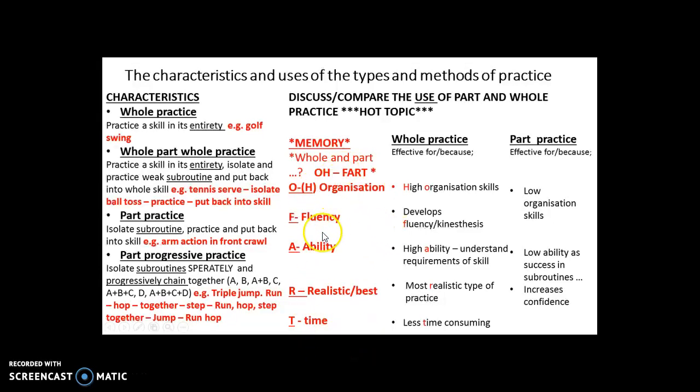us the advantages for whole, but of course you can hook these memory points, because if whole practice is most effective for HO, high organisation, part practice is most effective for low organisation skill. If you go down to here, if whole practice is most effective for high ability performers, part practice is most effective for low ability performers because they get confidence in it.